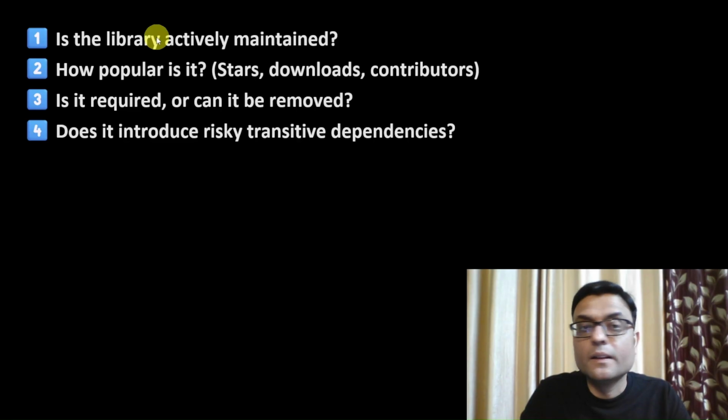Once you have an SBOM, review dependencies with these questions. Is the library actively maintained? How popular is it, depending on stars, downloads, and contributors? Is it required, or can it be removed? Does it introduce risky transitive dependencies? Senior teams usually minimize dependencies, but AI tends to overadd them.